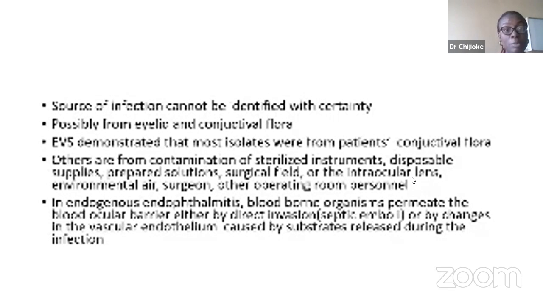The Endophthalmitis Vitrectomy Study demonstrated that most isolates are from patients' conjunctival flora. Others are from contamination of sterilized instruments, disposable supplies, prepared solutions, surgical fields, or the intraocular lens, environmental air, surgeon, other operating room personnel. In endogenous endophthalmitis, blood-borne organisms permeate the blood-ocular barrier, either by direct invasion through septic emboli or by changes in the vascular endothelium caused by substrates released during the infection.